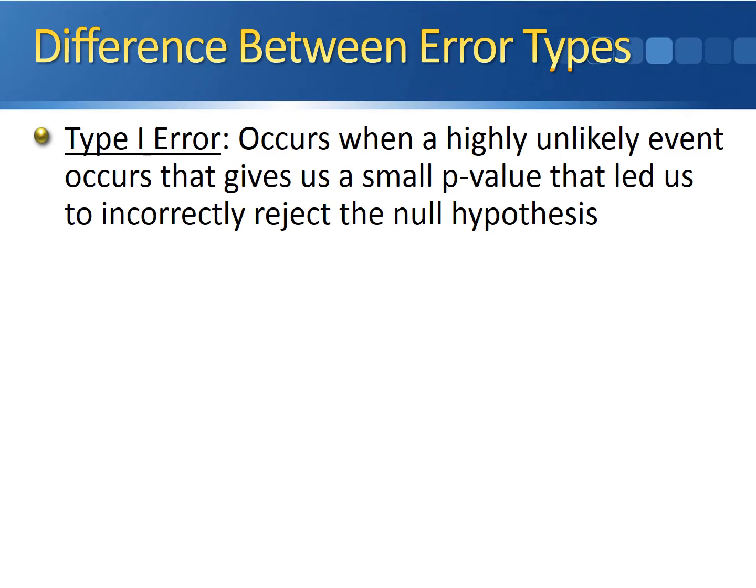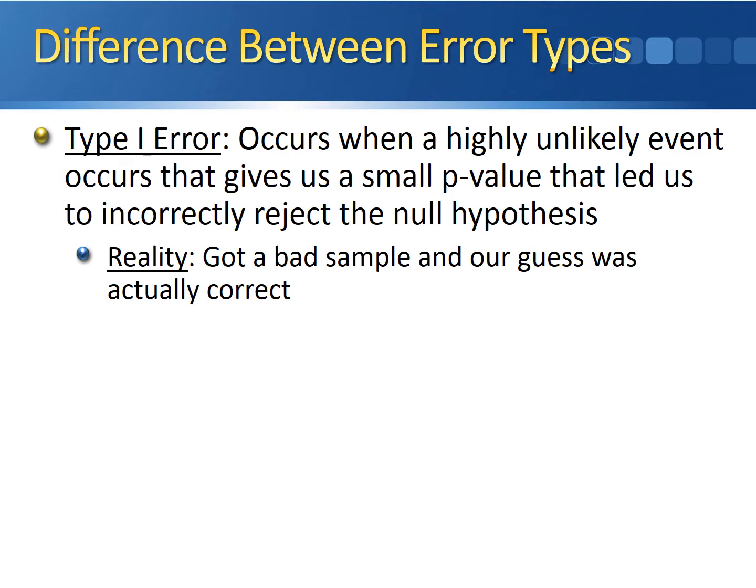Here's the difference between the two types of errors. A type 1 error occurs when a highly unlikely event occurs that gives us a small p-value and it leads us to incorrectly reject the null hypothesis. Basically, we got a bad sample and our guess for the population parameter that we're looking at was actually correct.